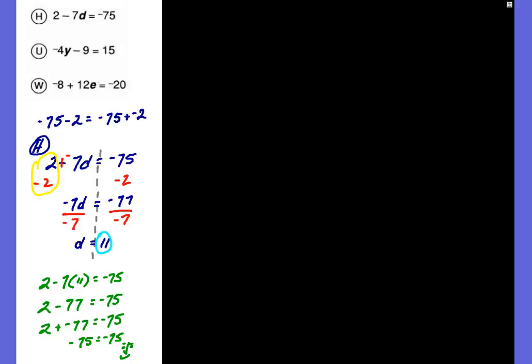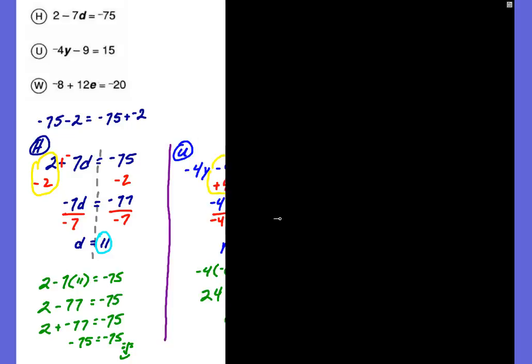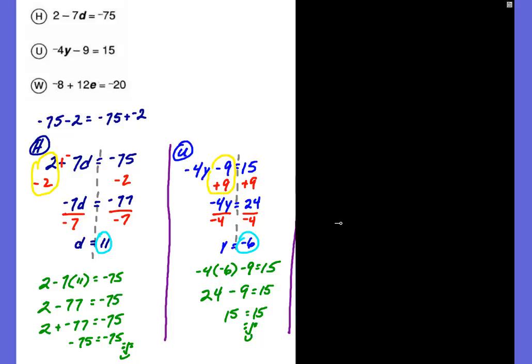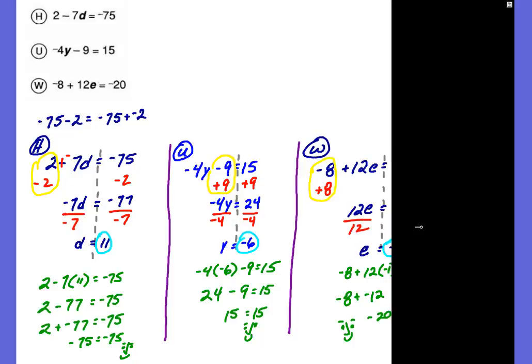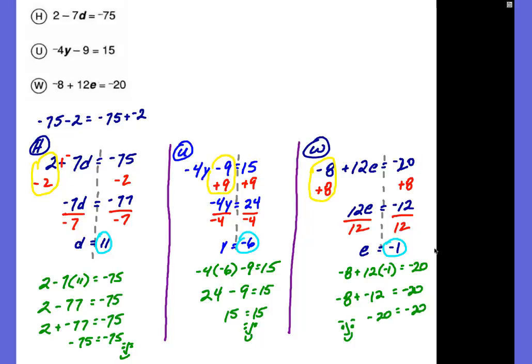Okay, here are our next 3 problems. So problem H, you can see the steps on that. And then problem U. You can see back on H, when I had that step of -75 minus 2, I changed it to -75 plus -2. So there's U, and there is W.